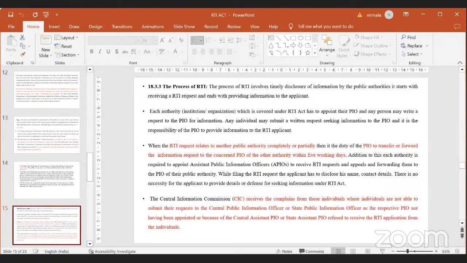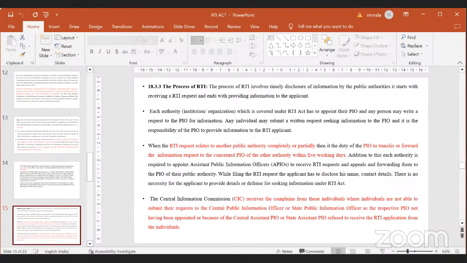An individual may submit a written request seeking information to the PIO, and it is the duty of the concerned PIO to provide information to the RTI applicant. When the RTI request relates to any other public authority completely or partially, it is the duty of the concerned public information officer to transfer or forward the information request to the concerned PIO of the other authority within 5 working days, in addition to the 30 days. While forwarding that request to any other authority, it is the duty of the PIO to inform the RTI applicant of the same.